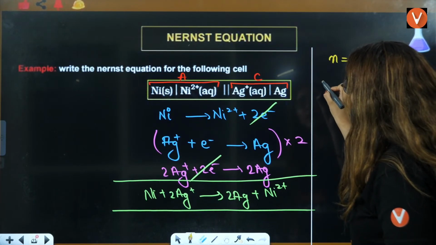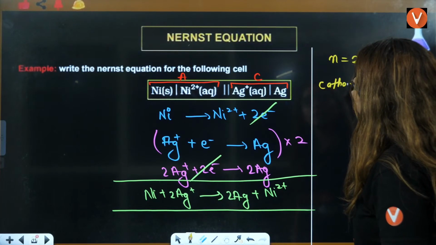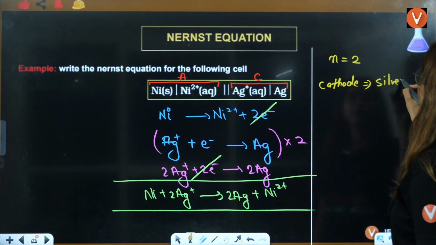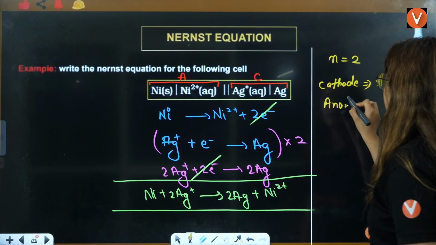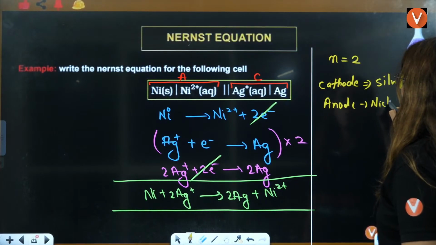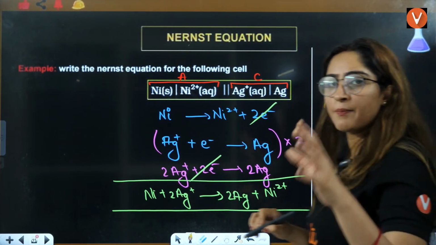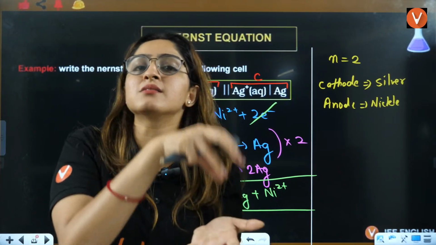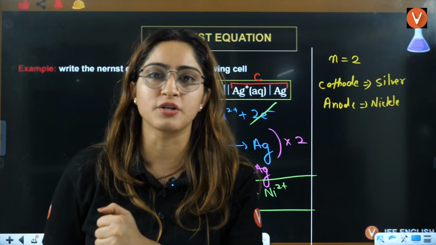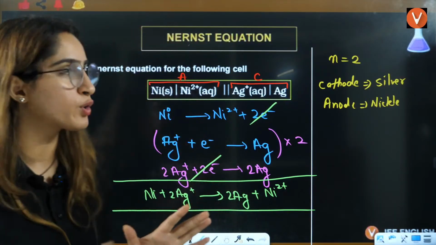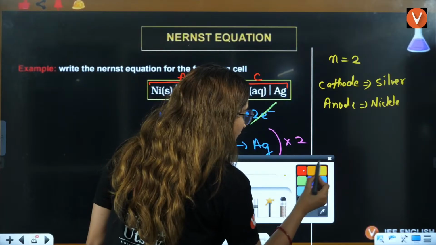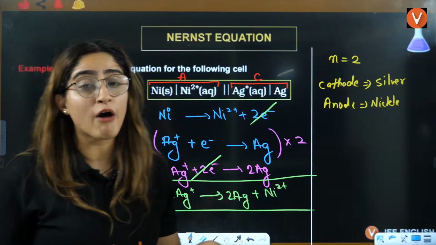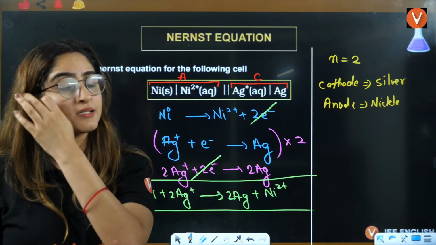Now, what is cathode? Tell me which is cathode here. Cathode is silver, and anode is nickel. That means you will subtract E naught of silver reduction potential minus E naught of nickel reduction potential. That is how you are going to subtract it. Then students, once we are done with this is cathode, this is anode, this is nickel.